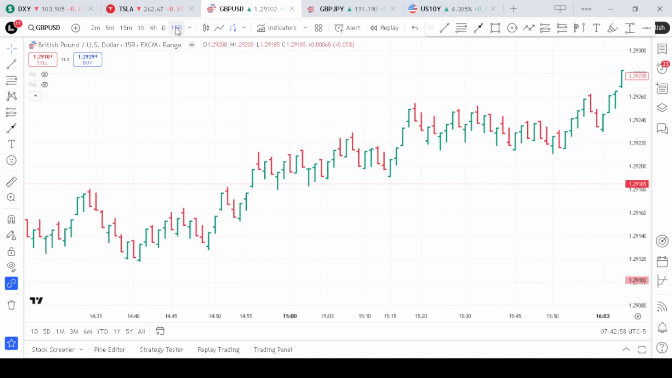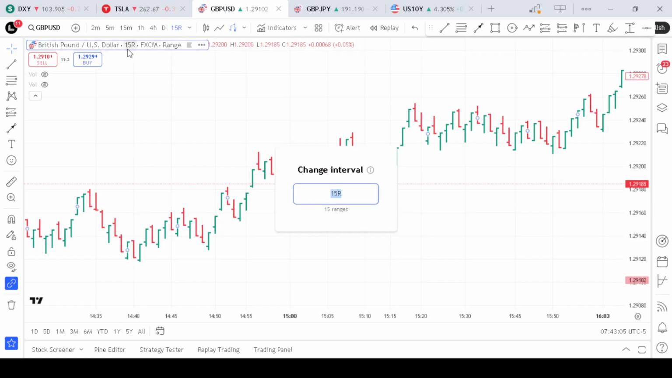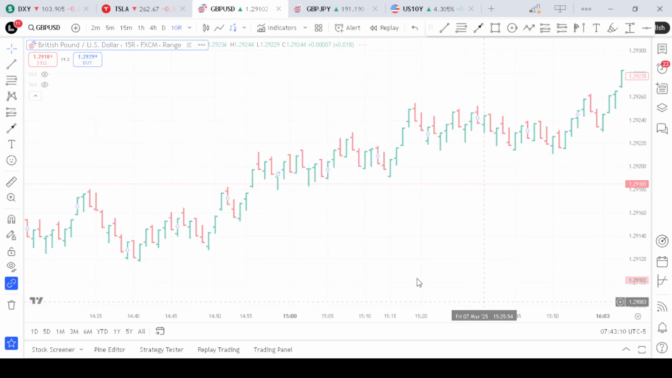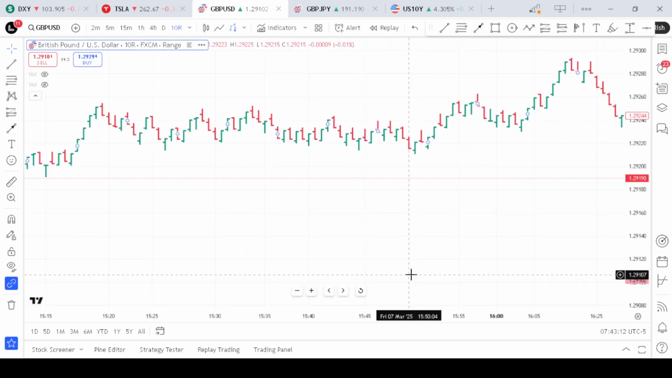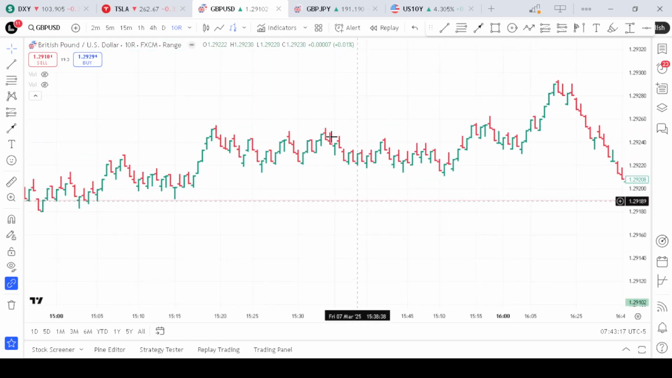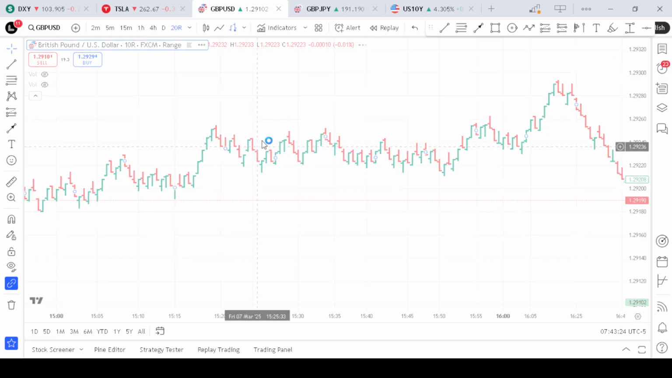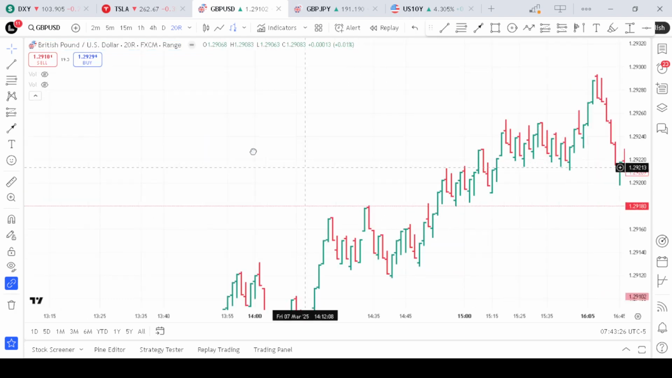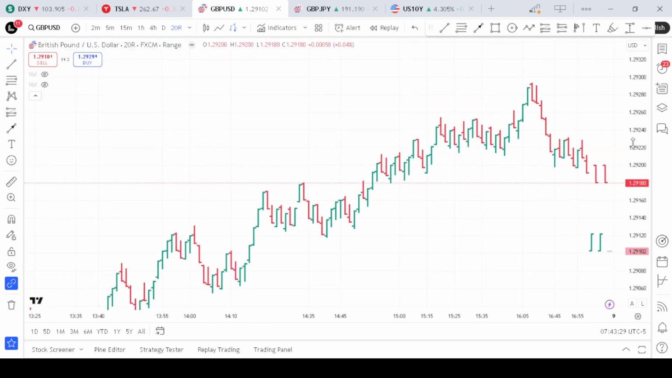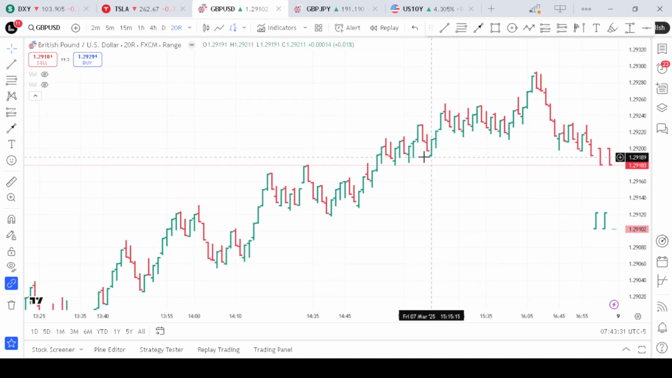We can see if we change our range to 10 or 20, it will smoothen out the market. You can see how the 10 is. Then if we check the 20, we would see there is a clear difference. As you can see, the 20 is showing us a clearer difference. So we have to find a balance.